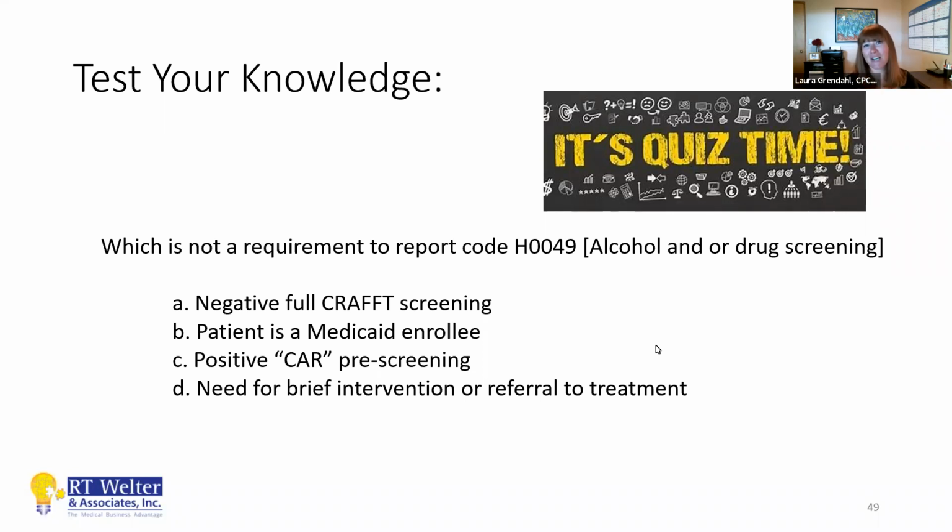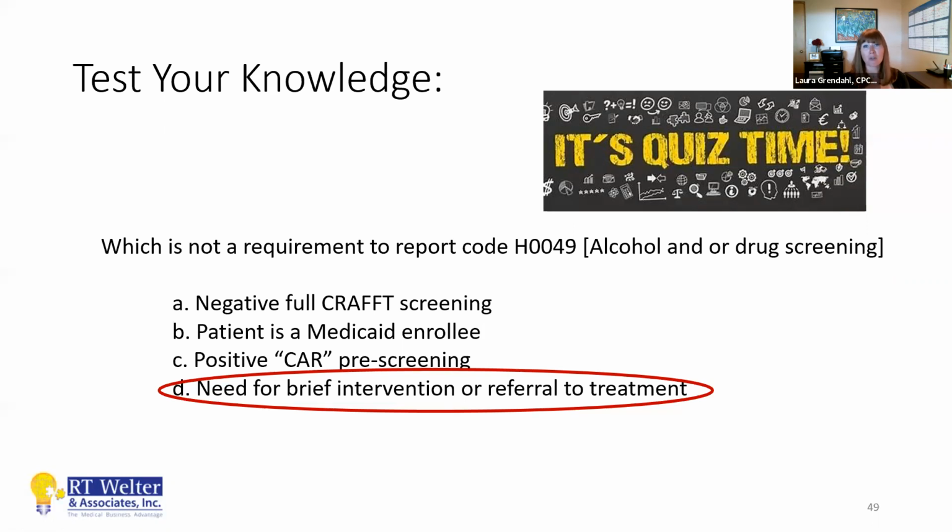Okay, kind of tricked you guys with this one. It's D. So it is the need for brief intervention or referral to treatment. Remember, with H0049, we have to have a positive pre-screen, a negative full CRAFFT screening, and there is no need for referral or intervention.